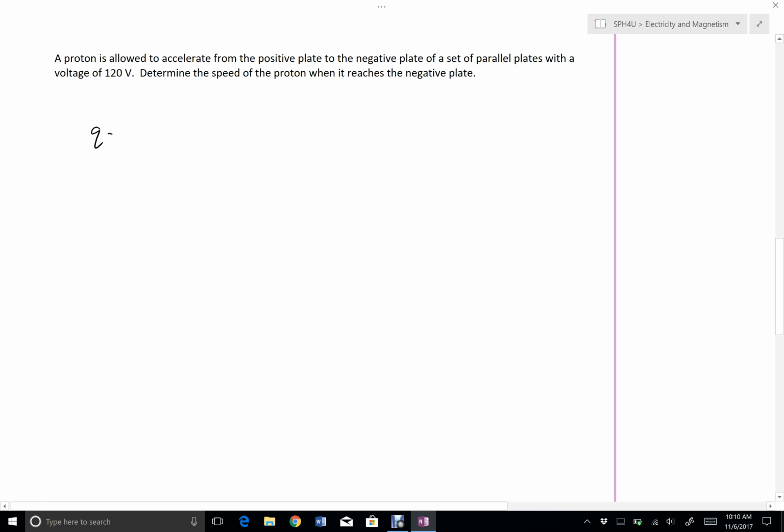So the proton will have the elementary charge of 1.6 times 10 to the negative 19 coulombs. And if I'm going to do this from an energy perspective, I'm going to say that the potential energy that it has from being at one plate is going to be converted into kinetic energy. And for a set of parallel plates, I can say that potential energy is equal to the voltage times the charge. And here I'm going to have 1/2 mv squared.